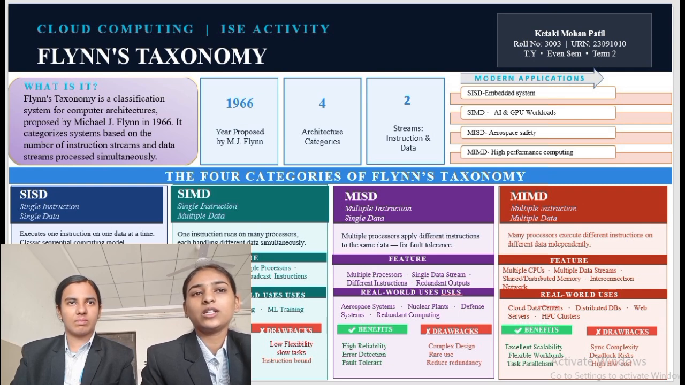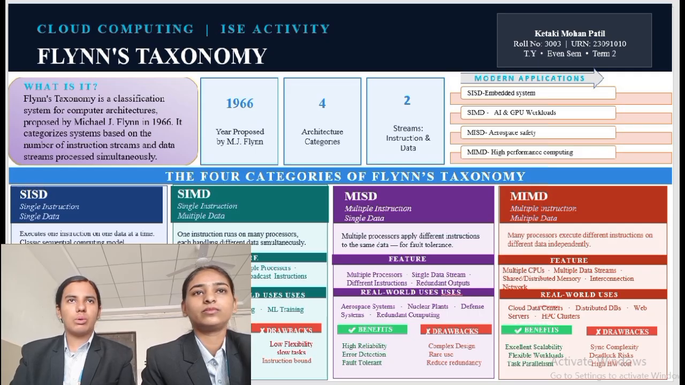And MIMD, that is multiple instruction, multiple data. Multiple tasks, multiple operations are executed on multiple data items. Like we are watching a video on YouTube, chatting with our friend, and downloading music from Spotify. All come under the MIMD architecture. So that makes a clear picture in the mind.